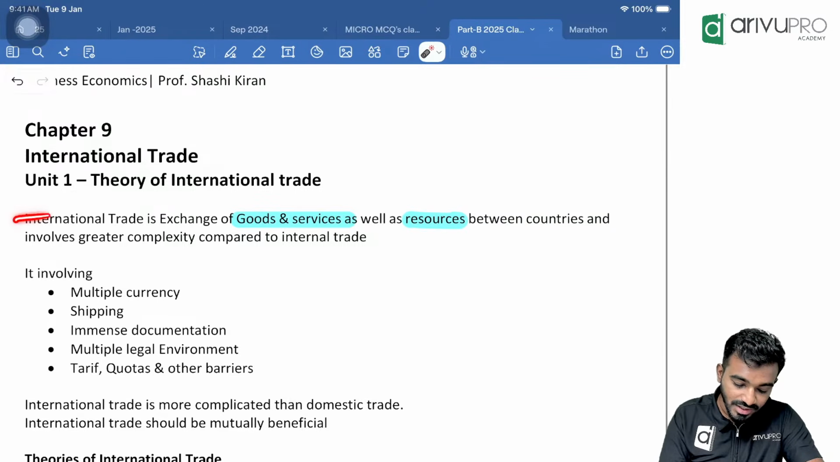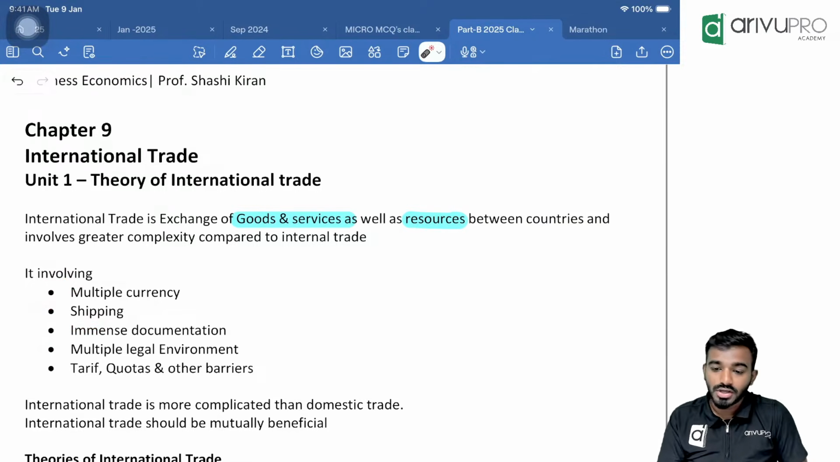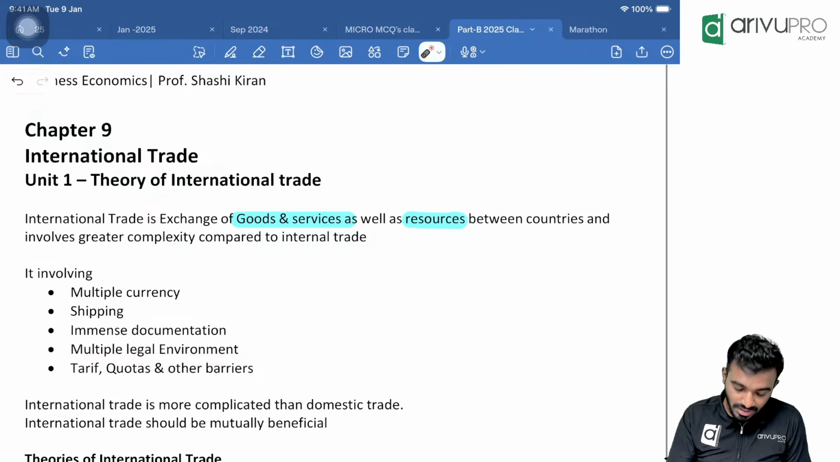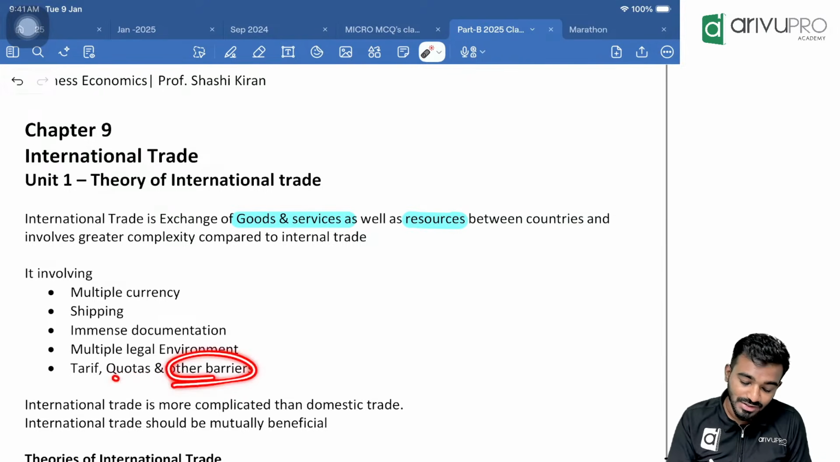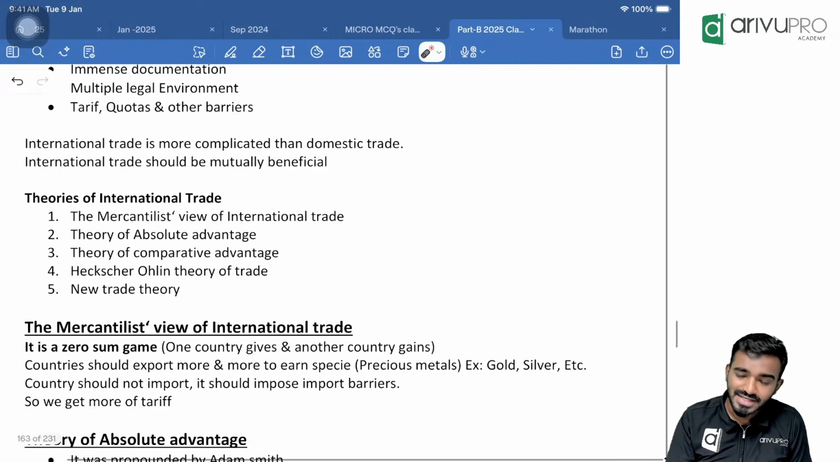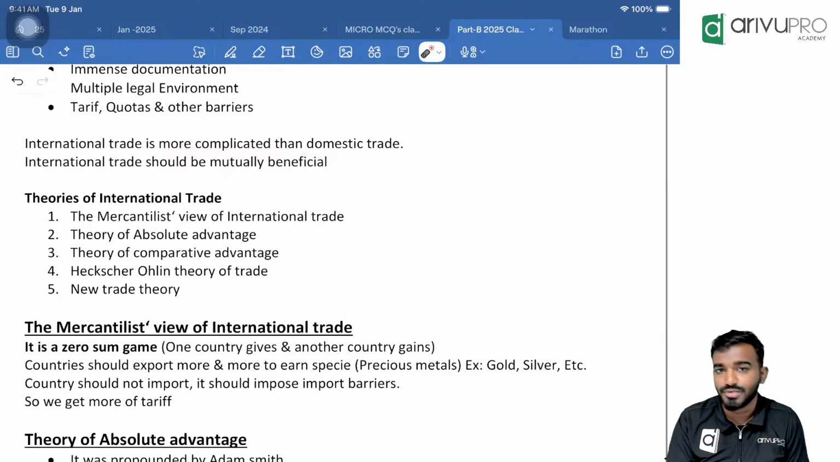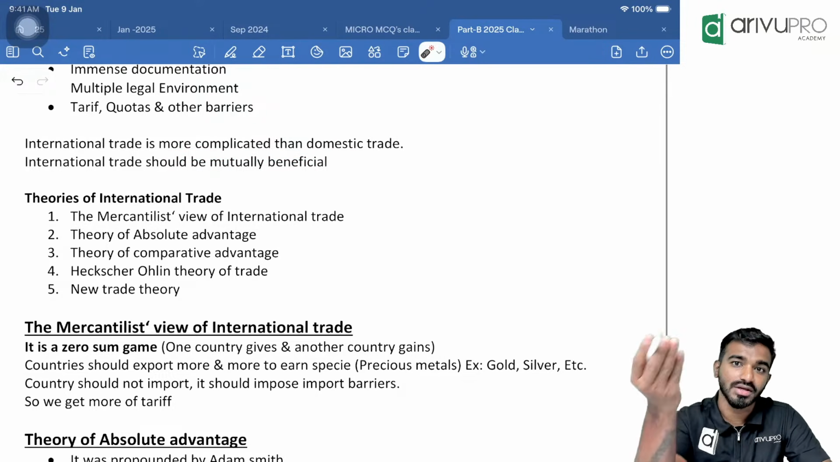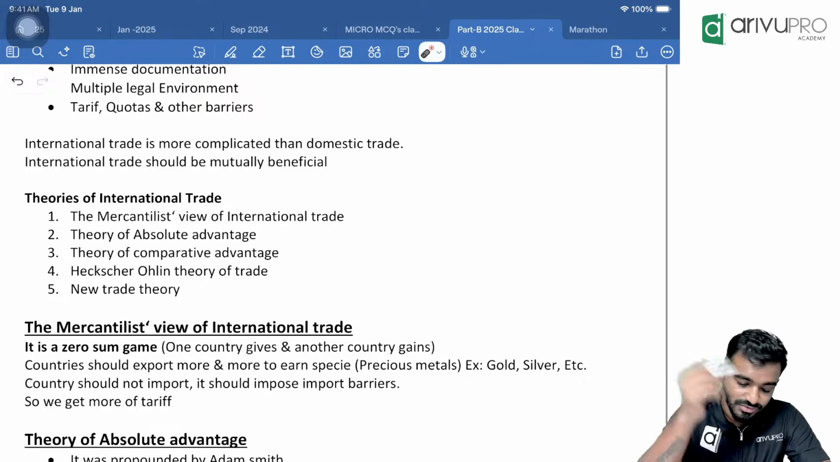Whenever we conduct international trade, it involves greater complexities: multiple nations' currencies, shipping business, multiple documentation procedures, multiple legal environments, tariffs that refer to taxes, visible measures, non-tariff measures, that is other barriers, and quotas, meaning quantity restrictions. Because of all these elements, international trade becomes much more complicated than domestic trade. International trade is just an extension of domestic trade. What we do inside the country, we are doing outside the country, but more complications come into the picture.